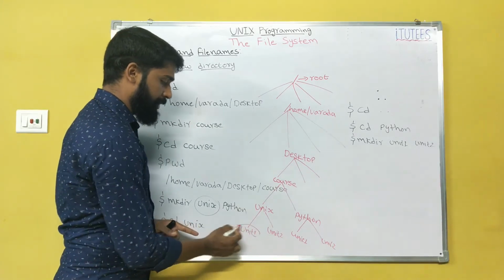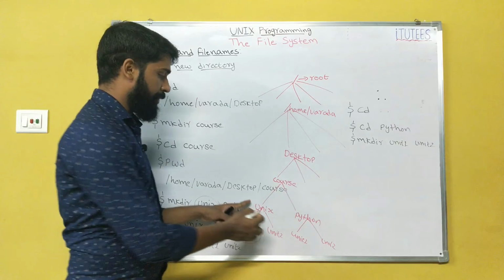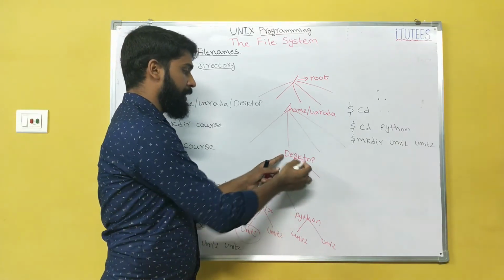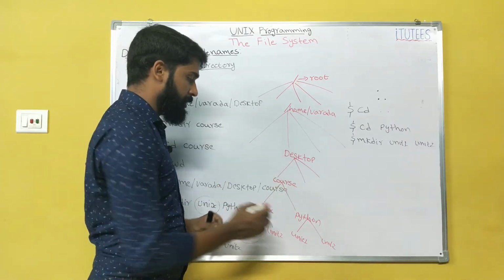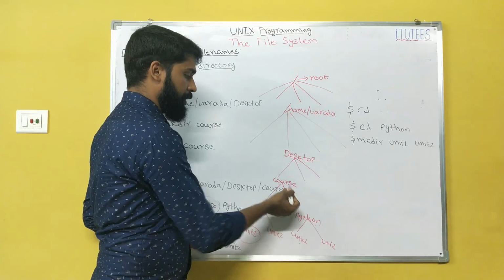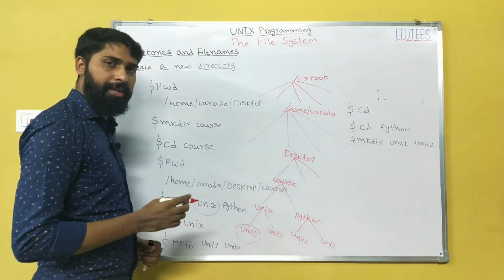So for example, for this subdirectory, what is the parent directory? Unix. For Unix, what is the parent directory? Course. For course, what is the parent directory? Desktop. Similarly, for this one, this is the parent directory. For Python, the course is the parent directory. For course, the desktop is the parent directory.